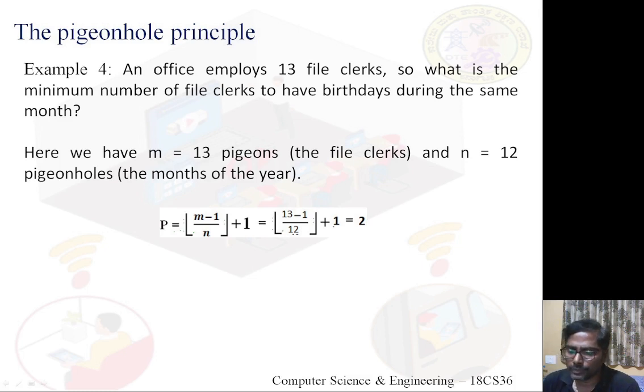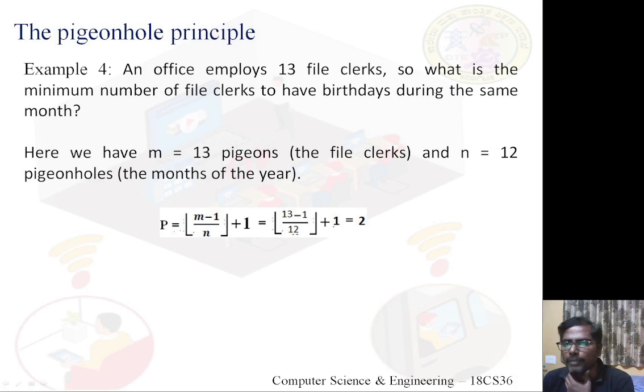Here, the birth months of employees, I can treat as pigeons. And the month names, Jan, Feb, March, April up to December, I can treat as pigeonholes. So the number of pigeons we have is 13, and the number of pigeonholes we have is 12.